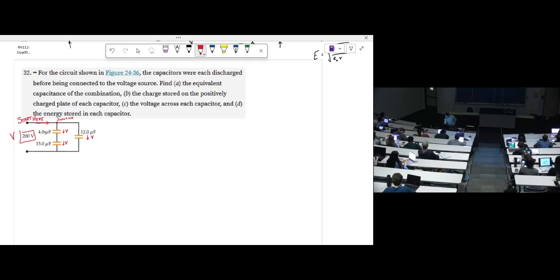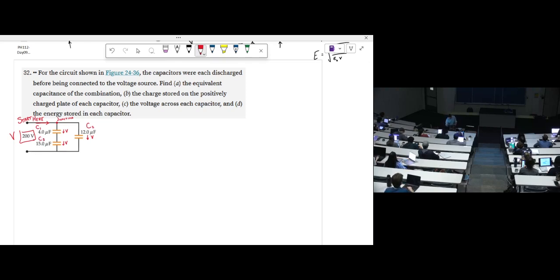Let's call this one, let's see, before I just start naming them, I think I've got them named something specific in my solution. Let's call this one C1. Let's call this one C2. And let's call this one C3.